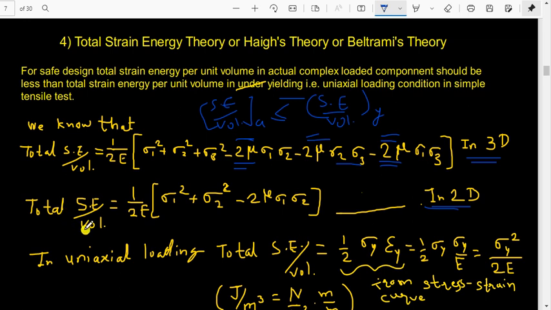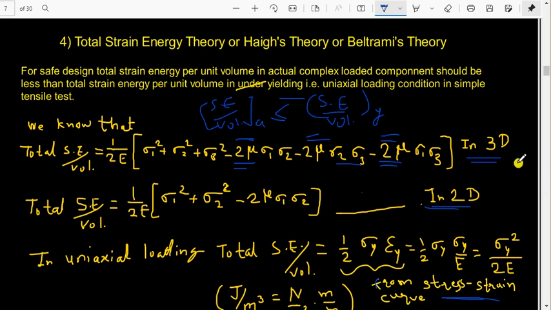The total strain energy per unit volume will be equal to 1 by 2E into sigma 1 square plus sigma 2 square minus 2 mu sigma 1 sigma 2. Mu is the Poisson's ratio, right? In uniaxial loading condition, the total strain energy per unit volume will be half into stress into strain. We got this value from the stress strain curve.